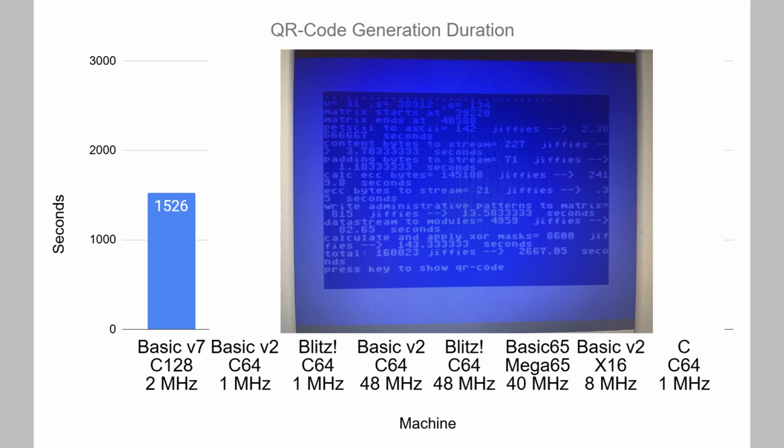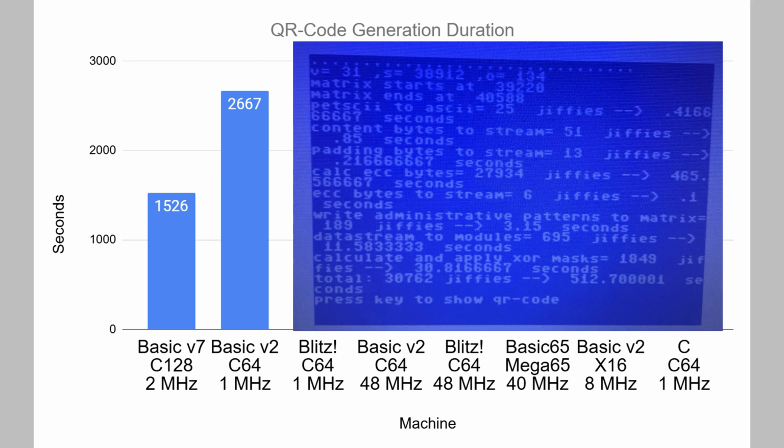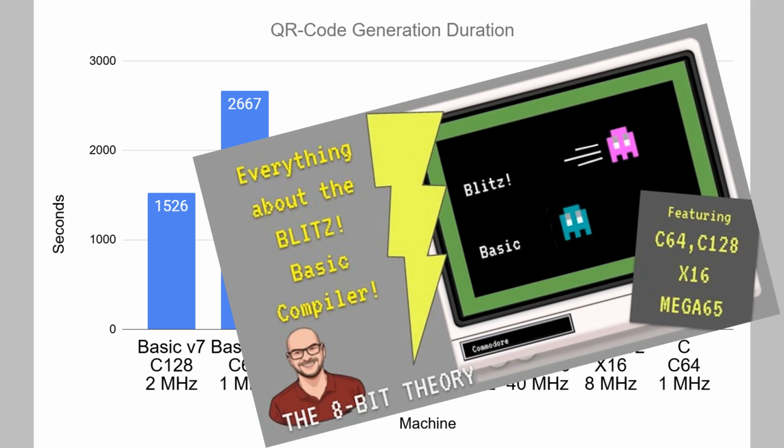On a 1 MHz C64, this took 2667 seconds, which is about 45 minutes. I also compiled this with reblitz 64. It took 512 seconds, that's about 8.5 minutes. This matches my previous experience with the Blitz Basic compiler. You can find more information on that in a previous video.